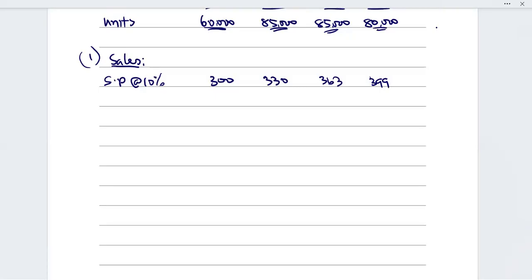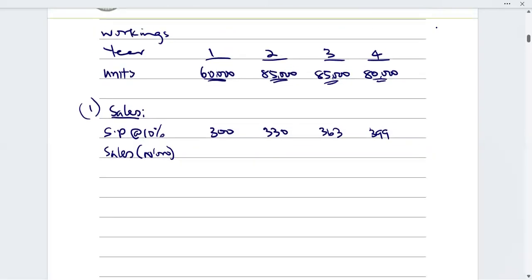So with this, I've inflated my selling price. So all I need to do is to calculate my sales. Our figures are in thousands. So the units is A, the selling price is B. Then sales value will be A times B.